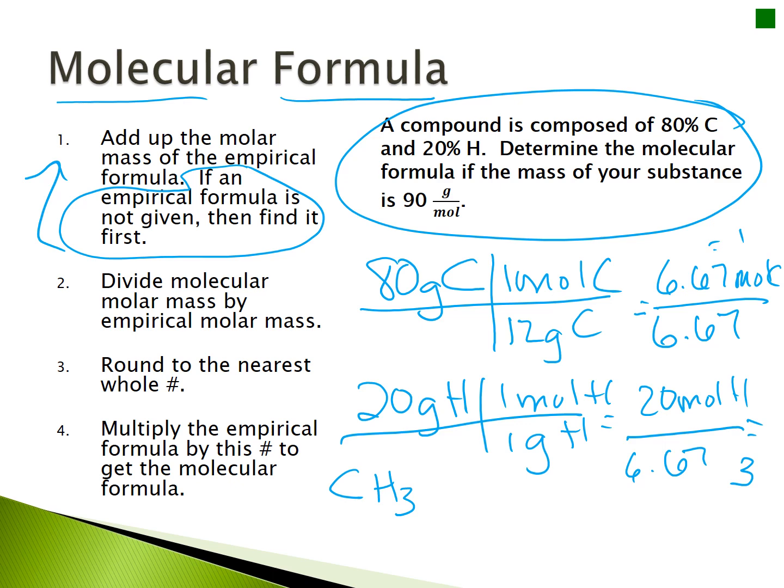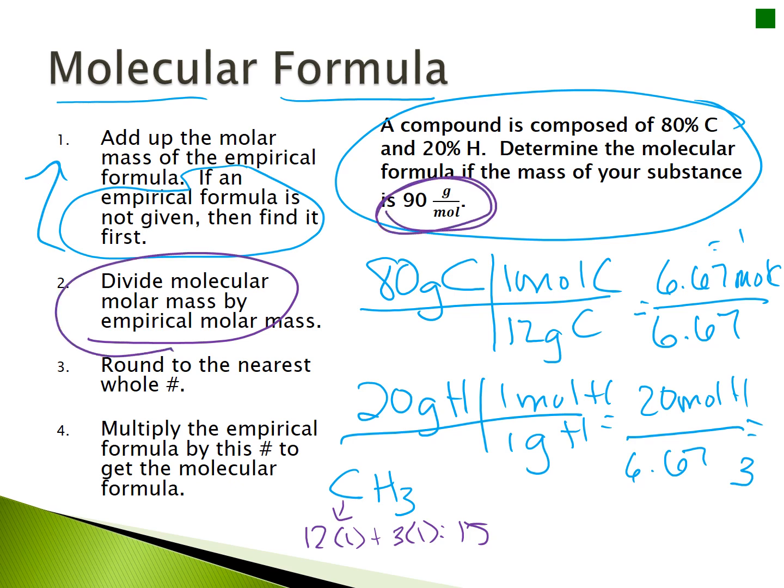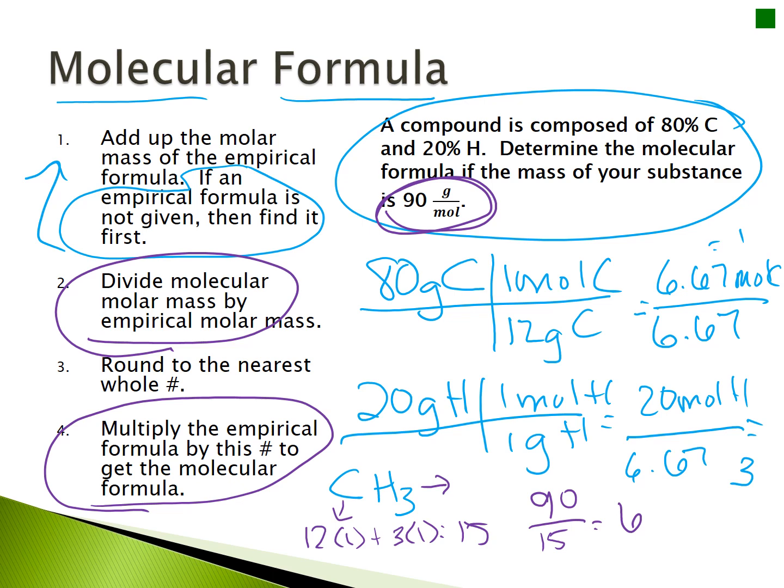Now I can actually do my step 1 for my molecular. I'm going to find the molar mass. So this is 12 times 1 plus 3 times 1 equals 15. Now divide the molecular mass by the empirical. My molecular mass in the problem is 90. So I'm going to do 90 divided by 15. I get 6, and then round that to the nearest whole number. It was perfectly 6, so that was easy. Multiply the empirical formula by this number to get the molecular. So CH3, I'm going to multiply by 6. So my final answer is C6H18.